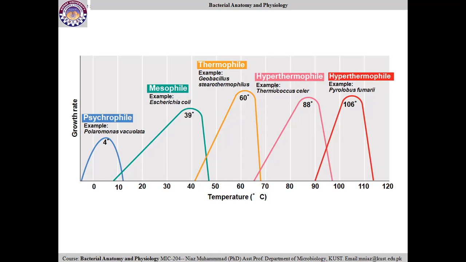An example of a hyperthermophile is Thermococcus celer. The temperature ranges from 65 to 95 degrees C, and the optimum temperature for this type of microorganism is 88 degrees C. Another hyperthermophile example is Pyrolobus fumarii, and the temperature range for this microorganism is 90 to almost 115 degrees C. So these are the different groups of microorganisms on the basis of temperature: psychrophiles, mesophiles, thermophiles, and hyperthermophiles.